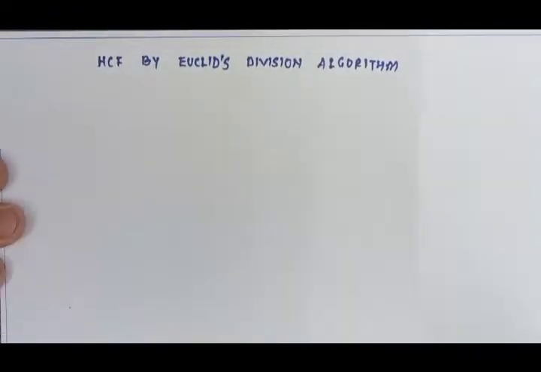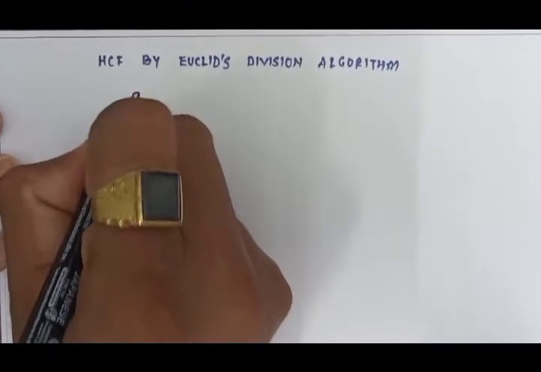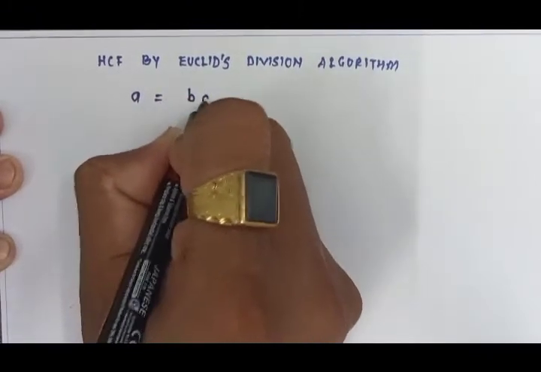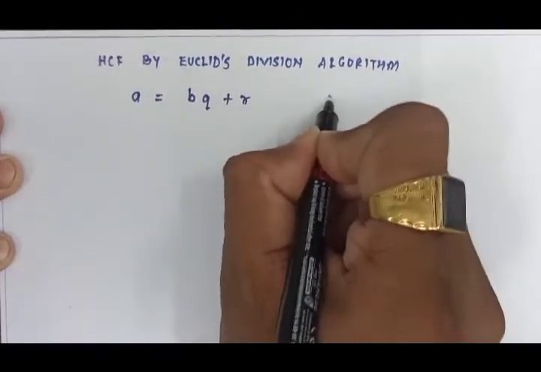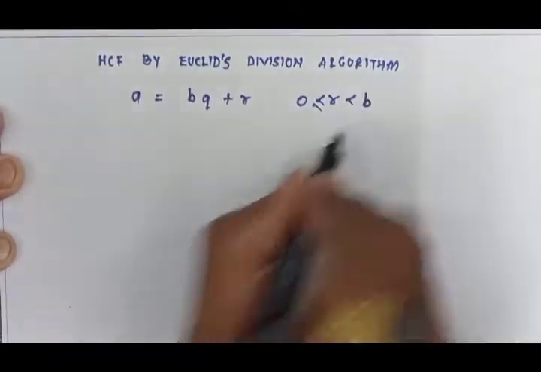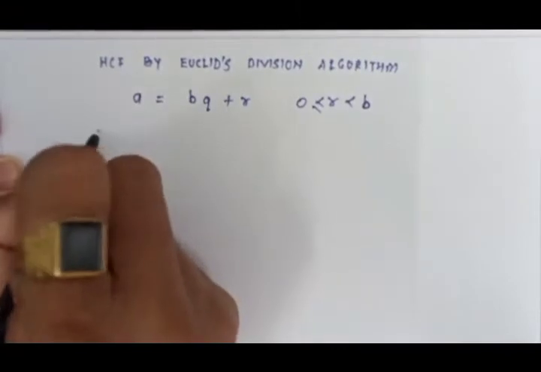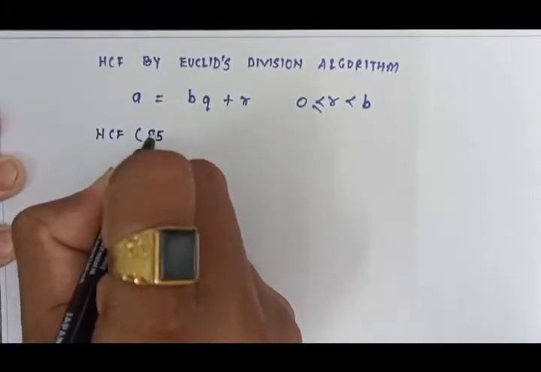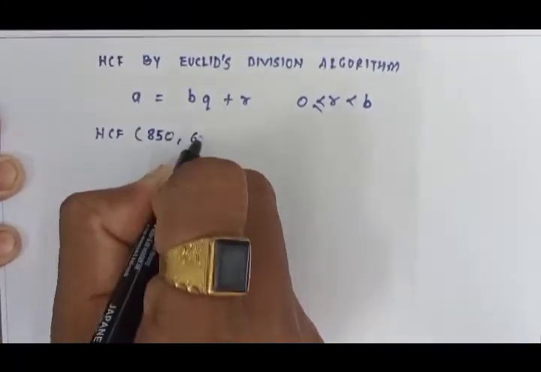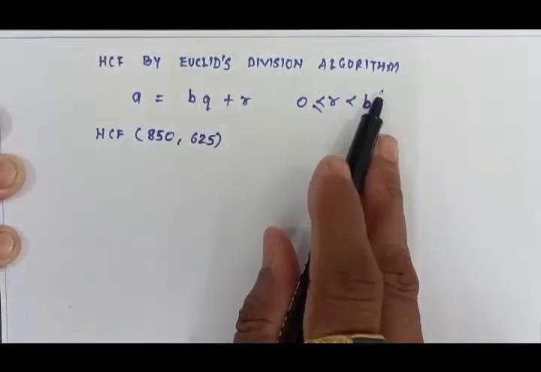Okay, so we'll try to understand this by an example. First we will write down what Euclid's division lemma is. It says a equals b q plus r, where r lies between 0 and b. b is the divisor. Okay, so let's take one example here. Suppose we have to find the HCF of 850 and 625 by Euclid's division algorithm.